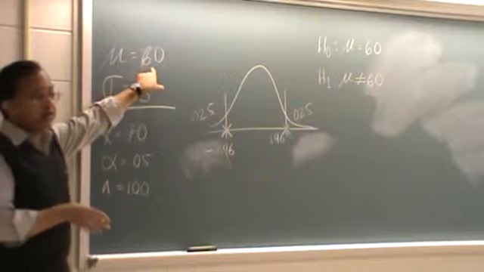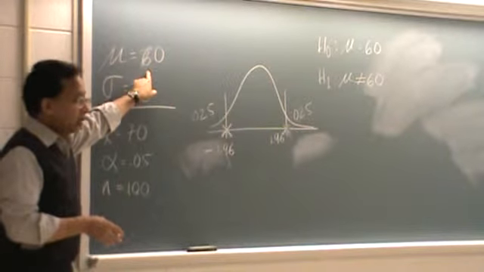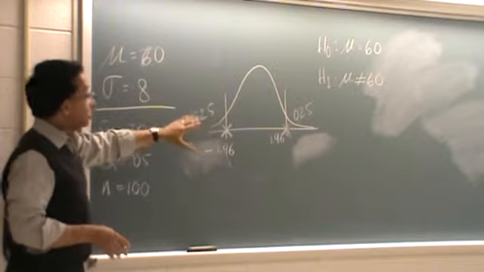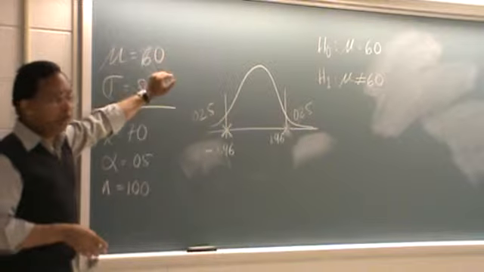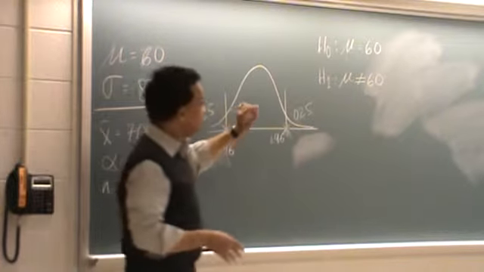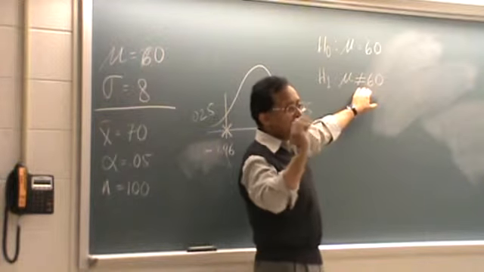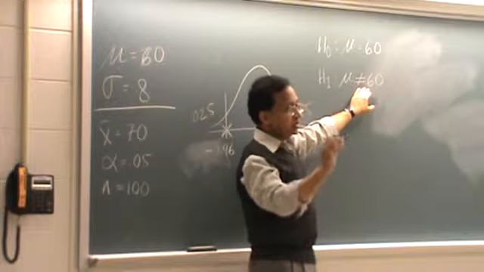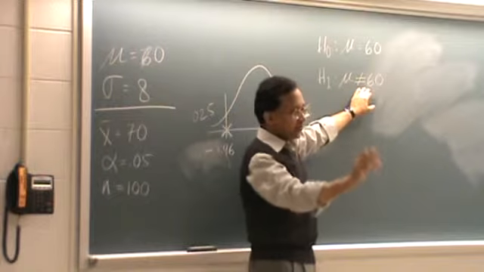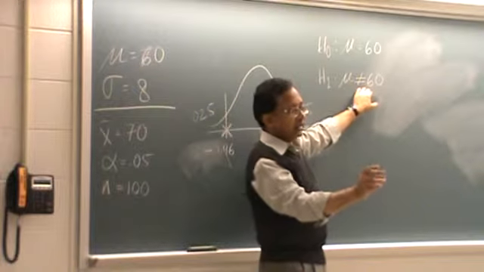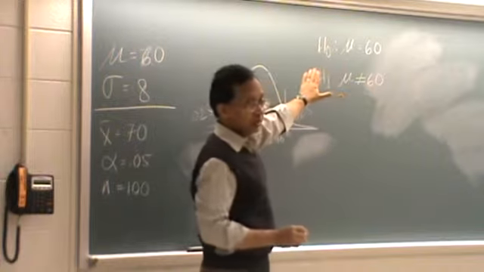This was 60 before the special tutoring. If we are offering special tutoring, not just to these people but to the whole population, then this should not be 60 anymore, this should go up. This should not be 60, that means mu not equal to 60. So whenever you are doing this, always write the alternate hypothesis first. Alternate hypothesis is the one you are expecting. And then the null hypothesis is not the one you are expecting.